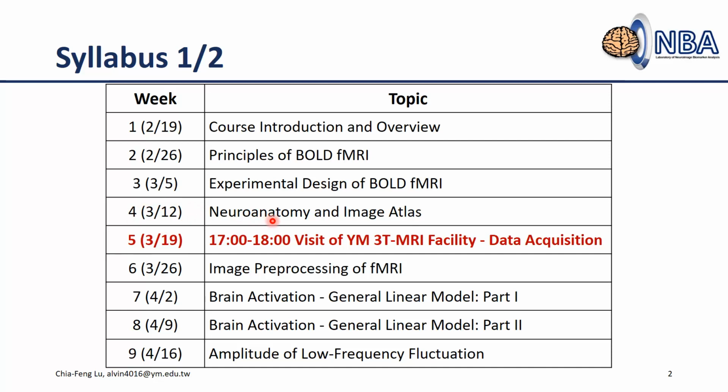And in the first week, I will give you some general idea about the neuroanatomy because I don't think all of you have specific knowledge of the neuroanatomy of our brain. And also, we will have the imaging atlas to help us decipher which brain region is involved in a specific task. For example, motor task, cognitive task, or something else.